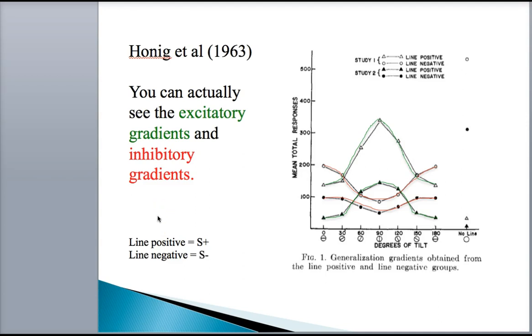Remember that the key lights are white, and the line orientations are superimposed on the white key lights. So even though in the cases where you have the S minus is the vertical line orientation at 90 degrees, the remainder of the key is still a white key light. So you get some responding. The lowest amount of responding in both studies is directly above that 90-degree line tilt.